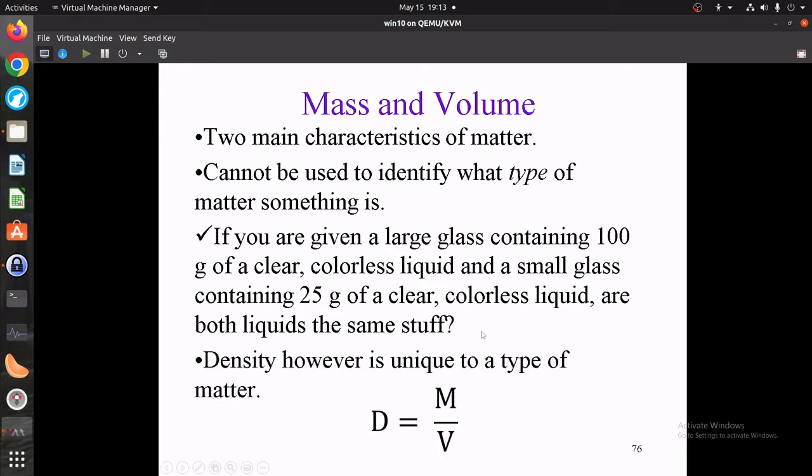Density, however, is unique to a type of matter. And what density is, it's the mass divided by the volume of a substance. Now you will have different substances that have very similar densities, but if you had enough precision, if you measured the mass carefully enough and the volume carefully enough, and you had a pure substance, you would be able to figure out what it is based on the density.